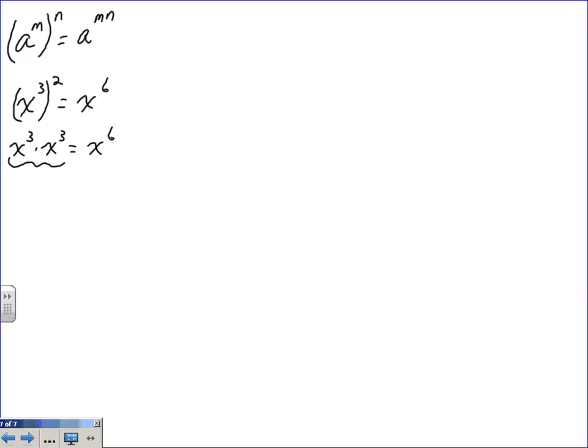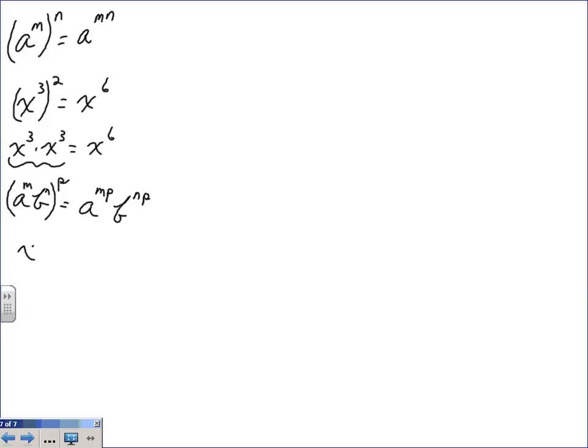And another property would be if I had, well, let's say (AB) raised, let's make this M and N, and we'll raise it to the, let's say P power, some power P. And I'll give you the property in terms of letters, and then I'll show you how it might work. This would equal A to the M times P and B to the N times P. Okay, and I'll give you an example of how that might work.